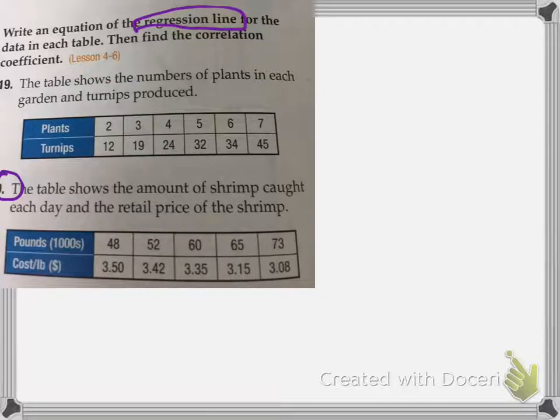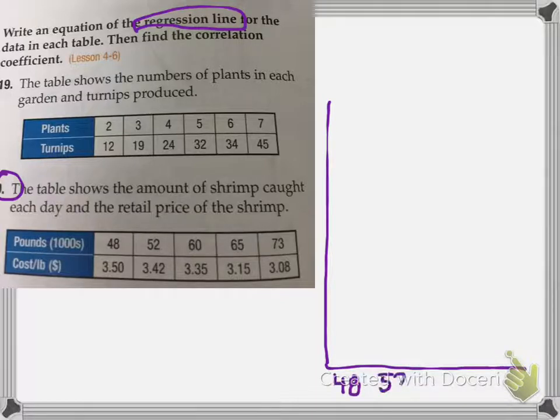For number 20, it wants a regression line and then a correlation coefficient. We'll do the regression line first. What that means is just graph this stuff, draw a line that fits pretty well, and then do your y equals mx plus b. If you were going to do this, I would set it up like this, with 48, 52, 60, 65, 73, spread out as evenly as you can.